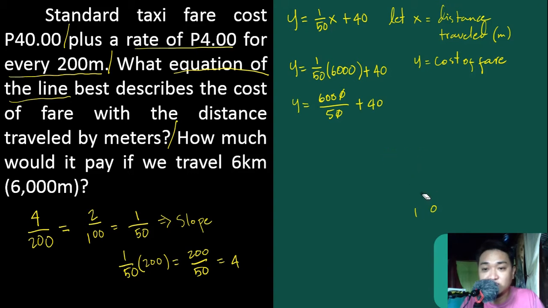Teka lang po, burahin ko lang po ito. Yan. Y will be equivalent to 600 divided by 5 is 120 plus 40. So, therefore, y is equivalent to 160. So, ibig sabihin, ang babayaran natin is 160 pesos.